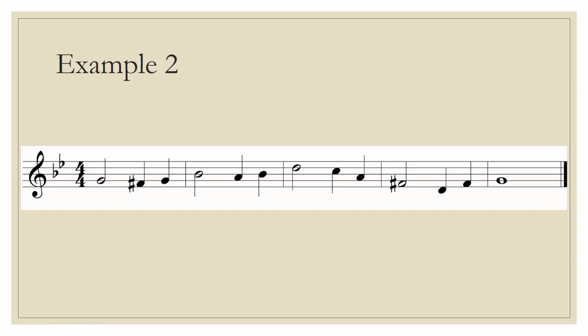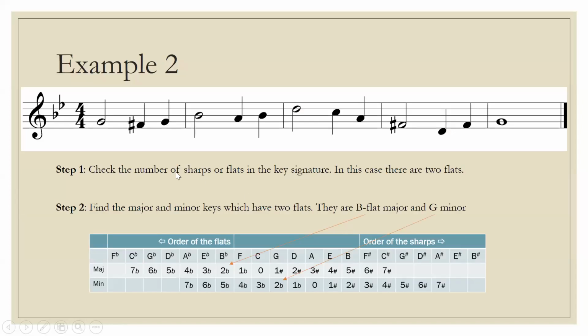Let's have a look at this example now. If we look at the beginning, we'll see that there is a key signature with 2 flats, and there is an accidental. See, there is an accidental F sharp. All right, so let's go through the steps. Step one is to check the sharps or flats in the key signature. We've got 2 flats. So the major key with 2 flats is B flat, and the minor key with 2 flats is G minor. Okay, so the 2 possible keys that we are working with are B flat major or G minor.